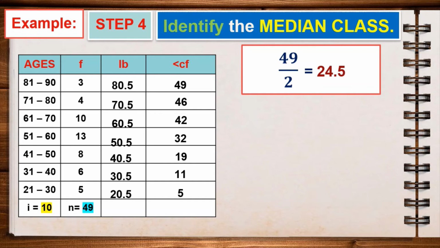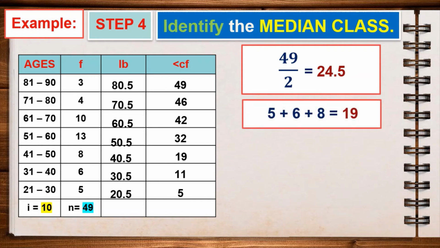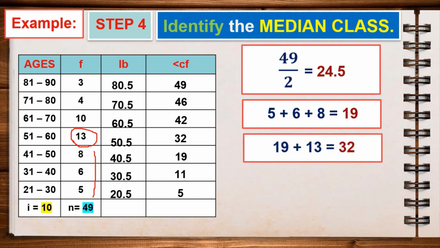So, kukunin natin yung median class. So, 49, i-divide natin by 2. So, the answer is 24.5. So, ang ating middle score, age is 24.5. Kailangan, pag in-add po natin yan, papasok yung 24.5. So, unahin natin sa ilalim. In-add natin itong tatlo, that will be 19. So, kulang siya para mag-24.5. So, i-add ko itong 13. So, magiging 32. So, umobra na siya. Pero, ibig sabihin nandiyan siya sa loob mismo ng 13 na yan.